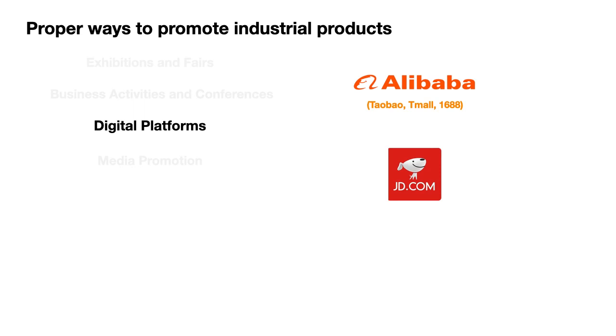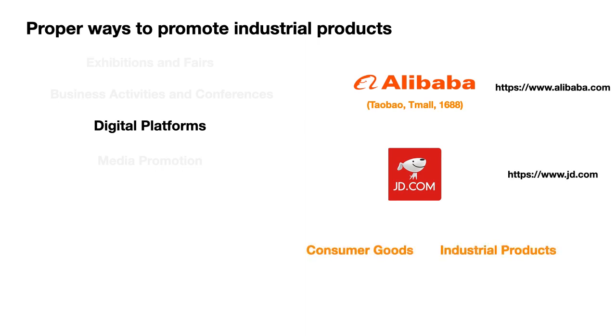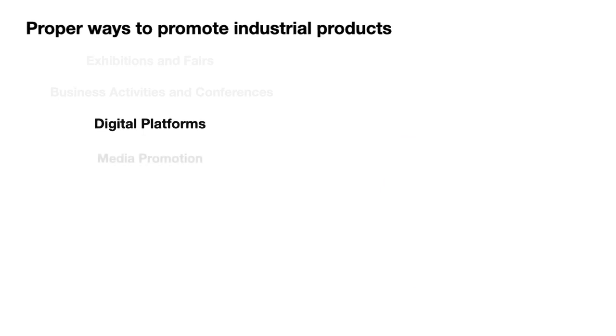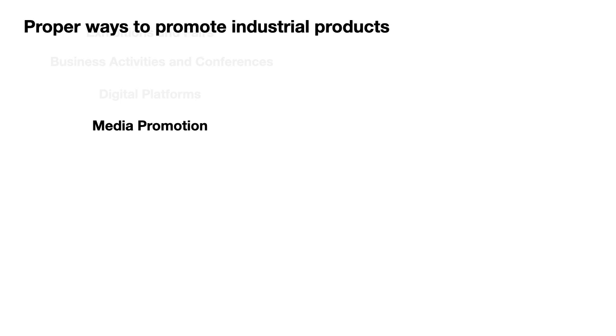Alibaba and Jingdong are the most famous digital platforms in China. Foreign companies can open online stores to sell their products on both platforms. Here are their websites, not only for consumer goods, but also for industrial products. You can find corresponding ways to do your business on both platforms. Because every platform has its own rules, it's important for a new foreign company to figure them out before using them.